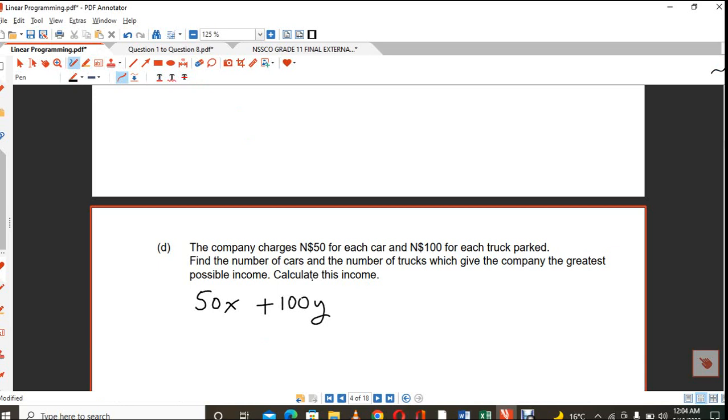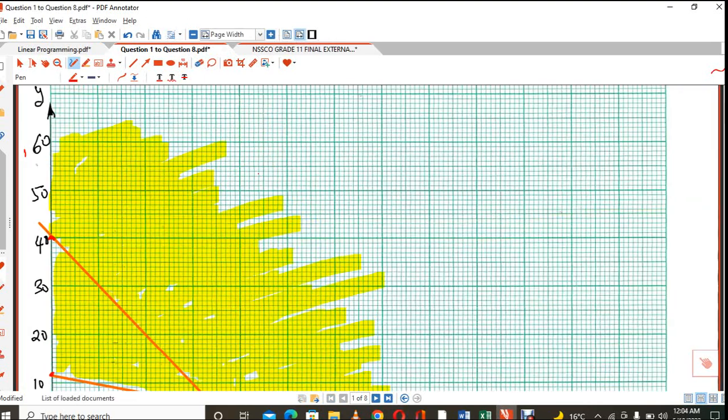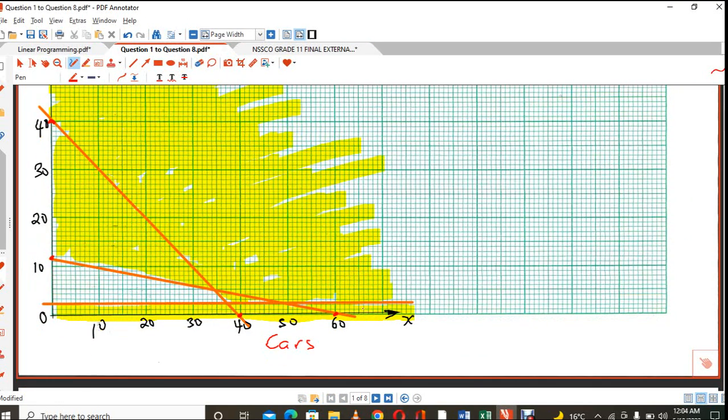So we are now going to look for the number of cars and the number of trucks which give the company the greatest possible income. So you go to your graph. And when you go to your graph now, if I just make it a bit bigger, the parts of the graph that I'm interested in would be, because you are not going to pick all the points, not necessarily, okay?